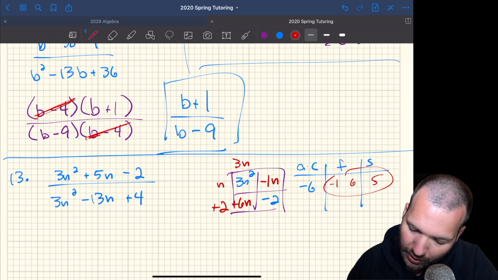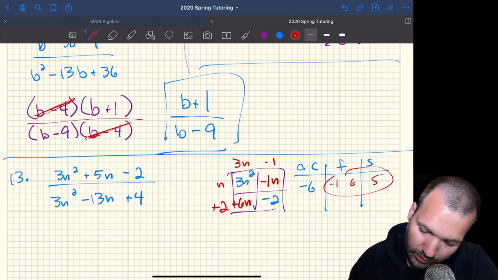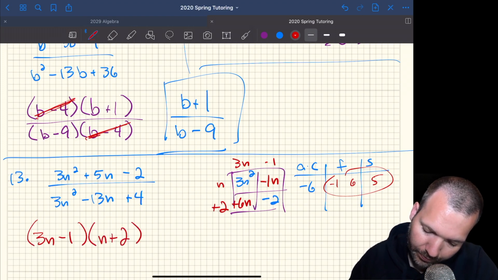Positive 2 times 3n makes 6n. Negative 1 times n makes negative 1n. And negative 1 times 2 makes negative 2. So this numerator factors as 3n minus 1 times n plus 2.